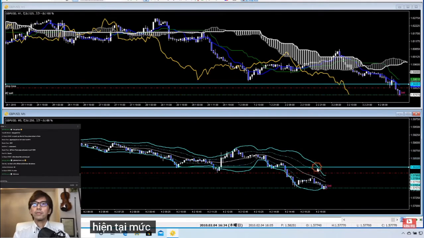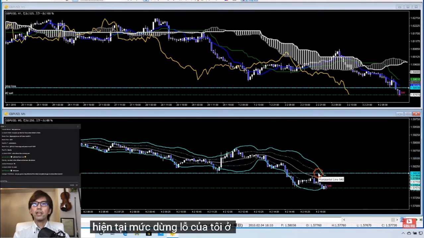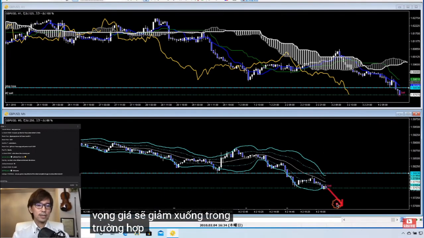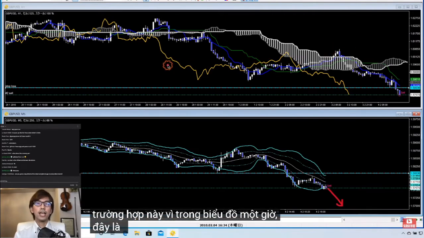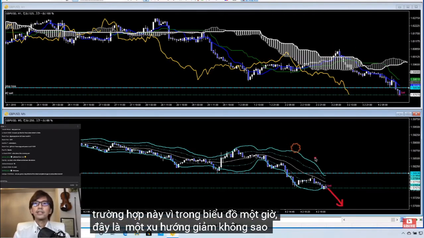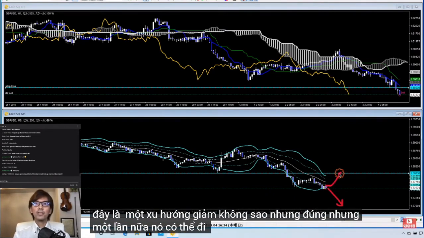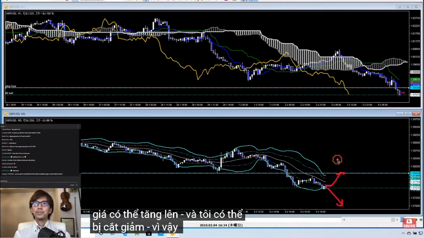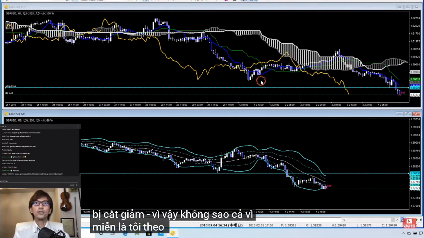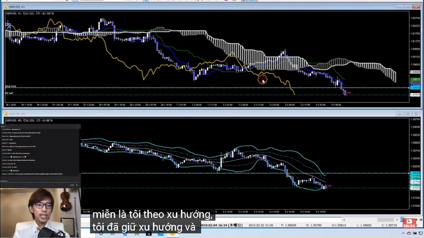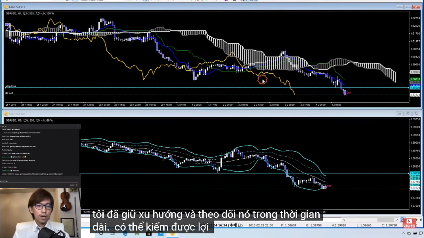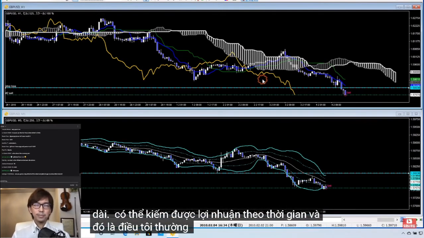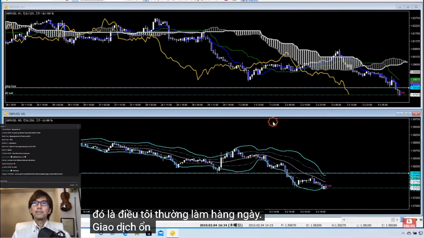So now my stop loss is here. And I expect the price to break downwards in this case, right? Because in the 1 hour chart, this is a downtrend. Okay, but again, it might go upwards too, and I might get loss cut too. But it's okay because as long as I follow the trend, I capture a trend and follow it. In the long term, I can run profit over time, and that's what I usually do in day-to-day trading. Okay, so let's keep it run a little bit more.